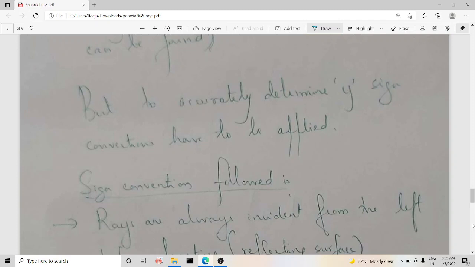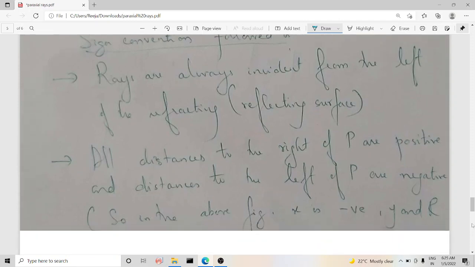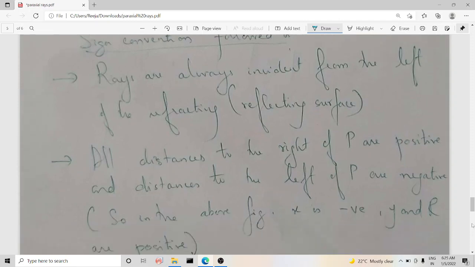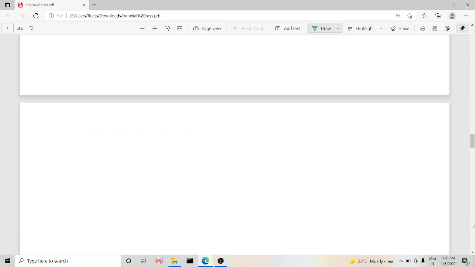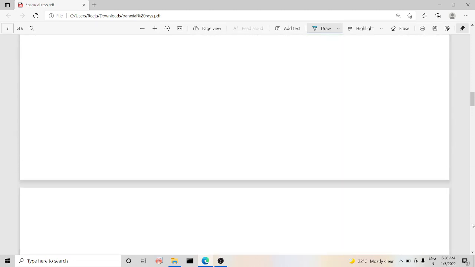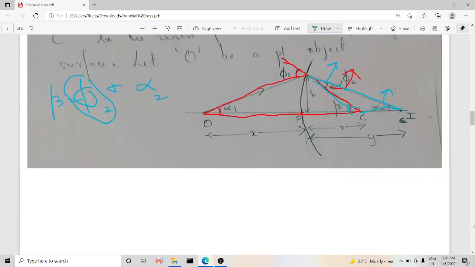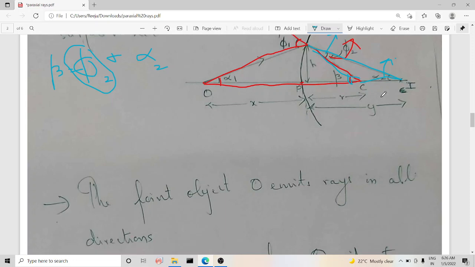But to get the accurate image position, you have to apply the sign convention. Now these sign conventions, I think, are familiar to you. We consider only the rays which are incident from the left of the reflecting or refracting surfaces. I'll show you a figure. With respect to this figure, all distances towards the right of the pole are taken positive, and all distances to the left of the pole are taken negative.